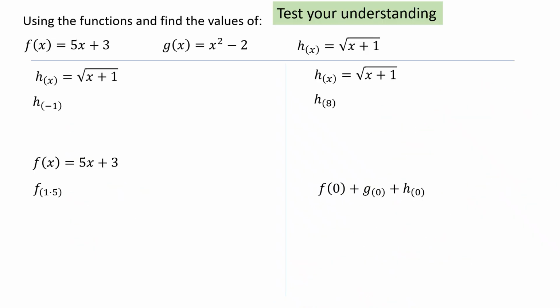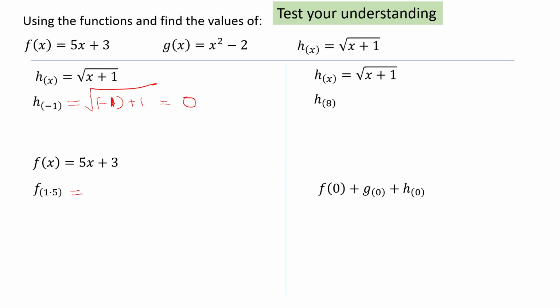Pause this video, try yourself, test your understanding. So h(x) equals square root of x plus 1. Find the value of h(minus 1). So here I'm going to put minus 1 wherever x is, minus 1 plus 1, which is 0.